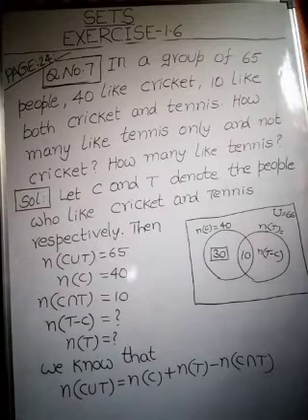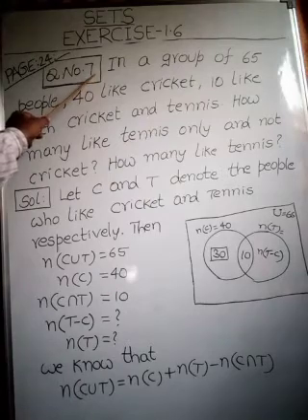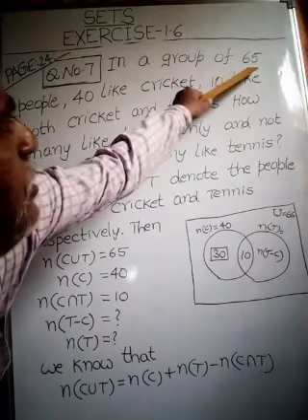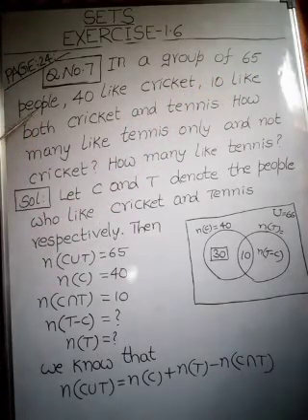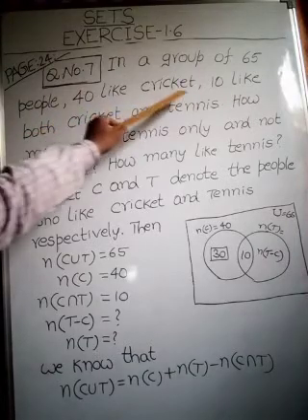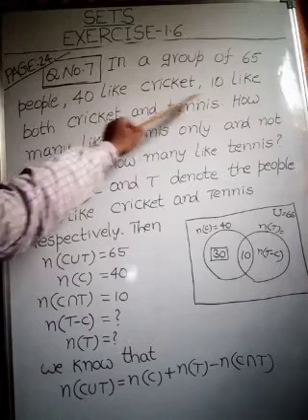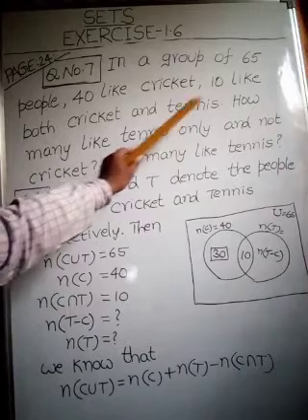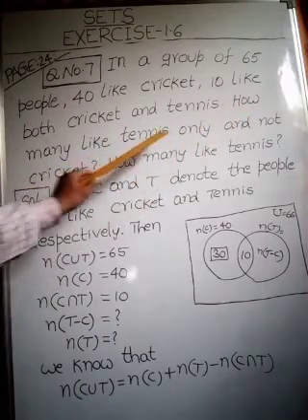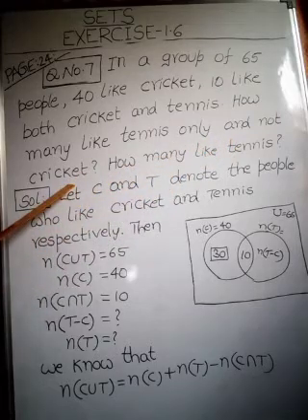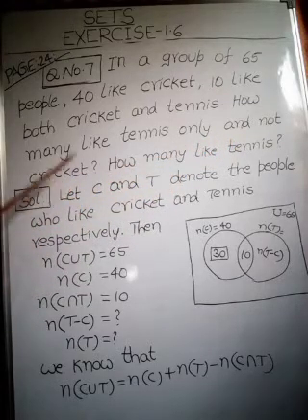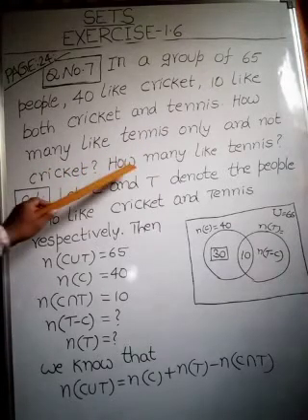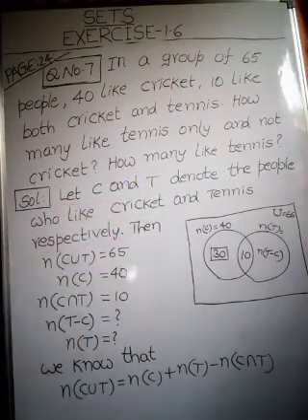Now come to question number 7. In a group of 65, 65 people are there. 40 people like cricket. 10 people like both cricket and tennis. How many like tennis only and not cricket? We have to find how many people like tennis only but not cricket. This is the first part of the question. How many like tennis? This is the second part of the question.